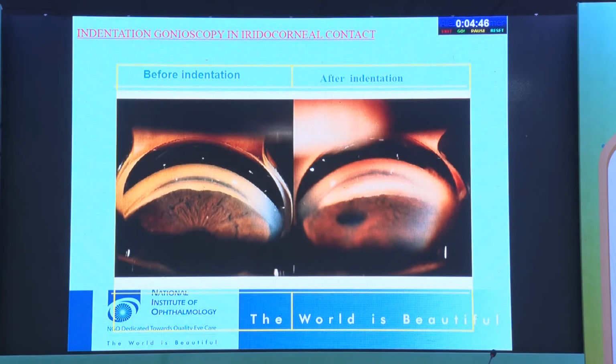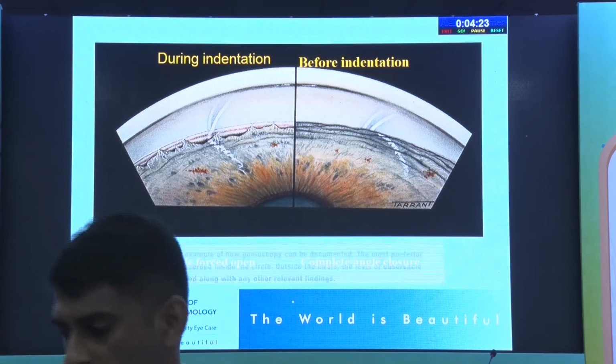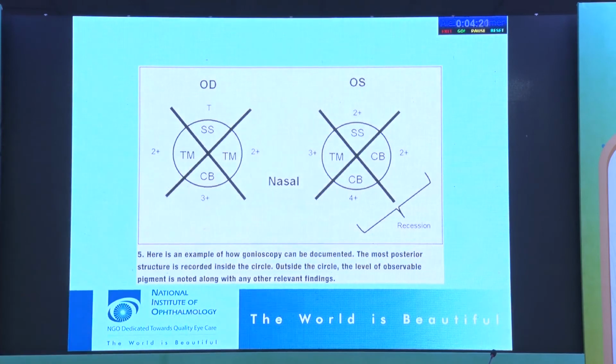And these are the photographs of indentation gonioscopy where no angle structure is visible, and once we indent, if there are no synechiae, angle structures will become visible. So this is before indentation, when we can't find the angle structure, but once we indent, we see that the angle is almost opening. So whenever we document the findings, we have to document what is before indentation and what is after indentation.